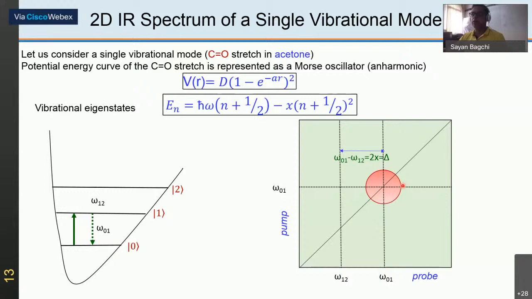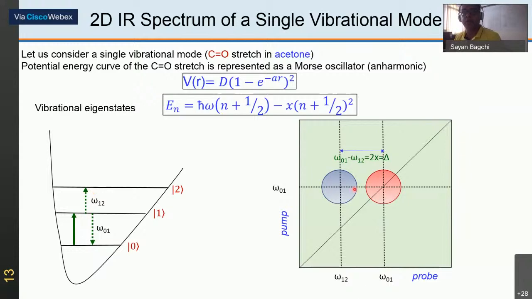Because the peaks are broad, you'll get a peak along the diagonal, which is drawn because it is both on the y-axis and x-axis, omega 0,1. However, the other possibility is it might create another absorption, because my laser pulse also covers this kind of frequency, and it will take it, instead of from 1 to 0, from 1 to 2.